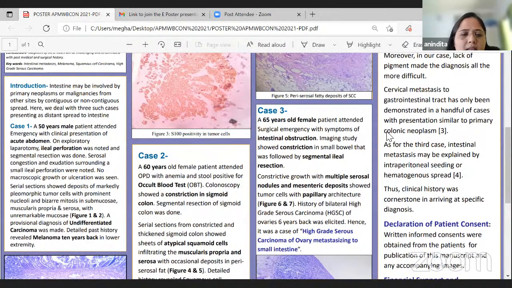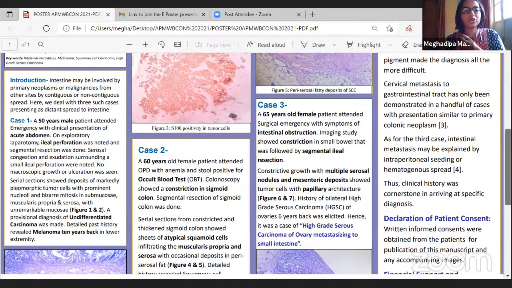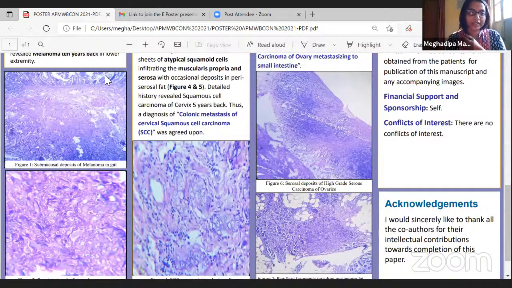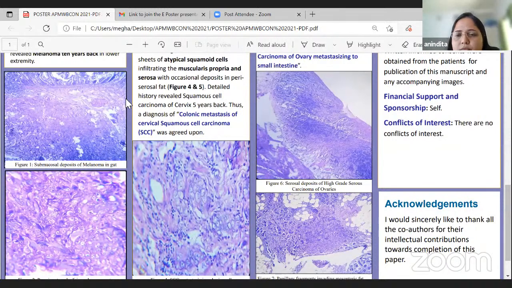And in the second case? Sorry, in the first case? Ma'am, in the first case also, as you can see in figure 1, the upper part shows a little bit of the mucosa. Whether you thought of the metastasis first, or your thinking was this is a primary tumor, but upon delving into the history, you could identify that this is secondary.